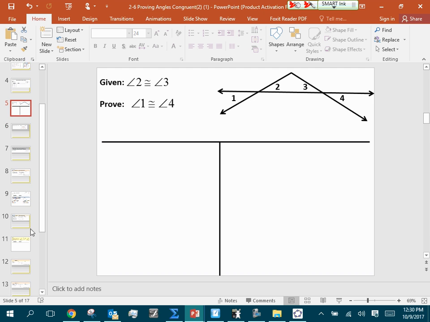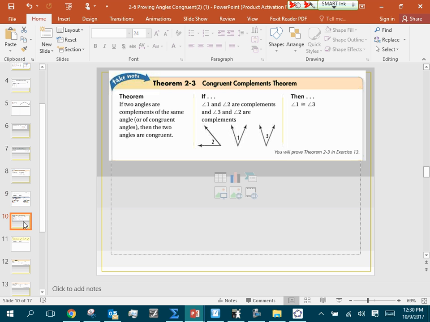When we get to slide 10 here, same idea. Okay, whenever we talk about supplements in this course, it's probably a good idea to talk about their partner, which is complements, right? Whenever you talk about supplements, you usually talk about complements. This theorem here is exactly the same thing the last theorem said, except for being supplementary, we're going to say they're complementary. Okay, so 180 changes to 90.